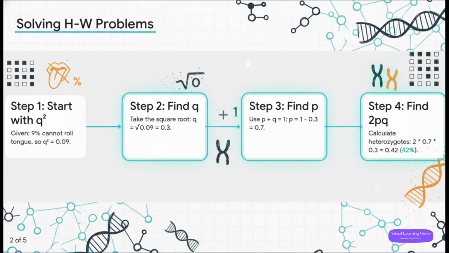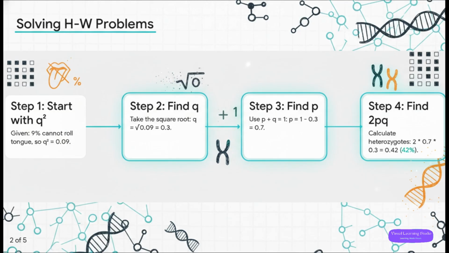All right, let's put it into practice with a real problem. Let's say a question tells you that 9% of a population cannot roll their tongue, and that's a recessive trait. Well, that means the question just gave you Q squared. So step 1, we know Q squared equals 0.09. Step 2, find Q. All we have to do is take the square root of 0.09, which is 0.3. Simple. Step 3, find P. Since P and Q always add up to 1, P must be 1 minus 0.3, which is 0.7.